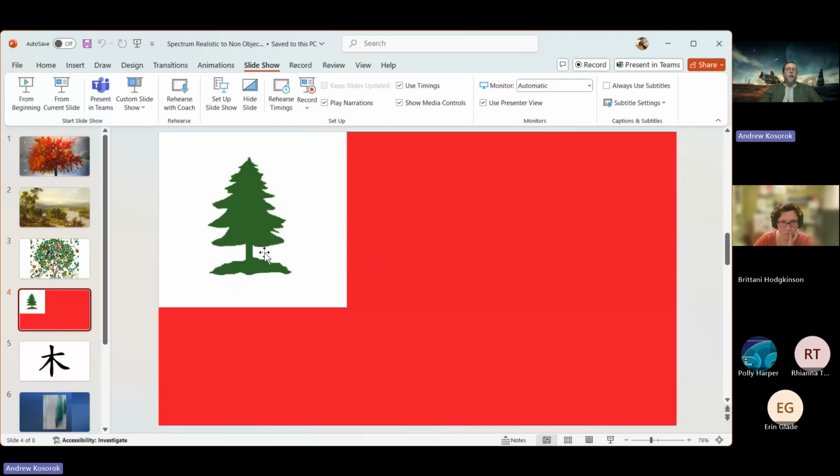Would that freak you out if you actually saw it in the real world? I mean, it would be horrifying. Even though it is a tree, it is not a naturalistic tree. This is where we are really getting into abstraction. The tree has been simplified to the point where it's a flat color and it's just a silhouette.